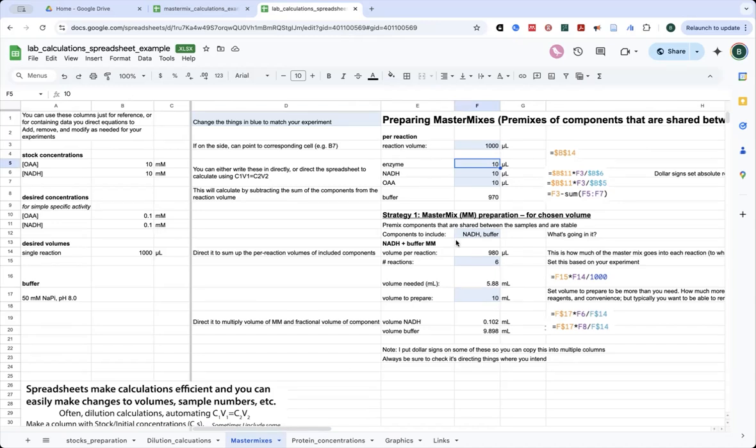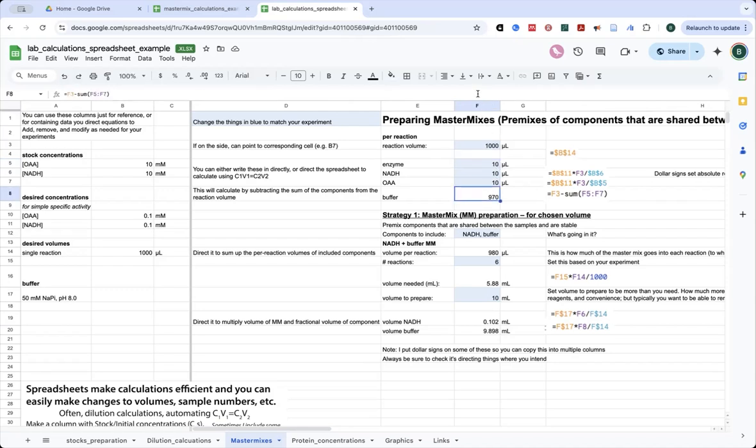What we're doing is basically some simple C1V1 equals C2V2 type stuff, so review those concepts if you are confused about that. Basically it's going to calculate our V1s for each of these reaction components based on their initial and final concentrations. Or again, some of these I just put in based on what I know I'm going to put in the reaction. Then you need to figure out, okay, how do I get it to that desired volume?